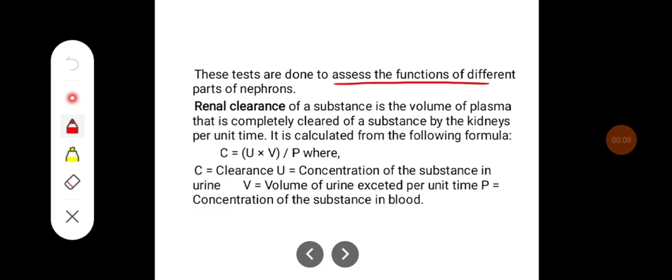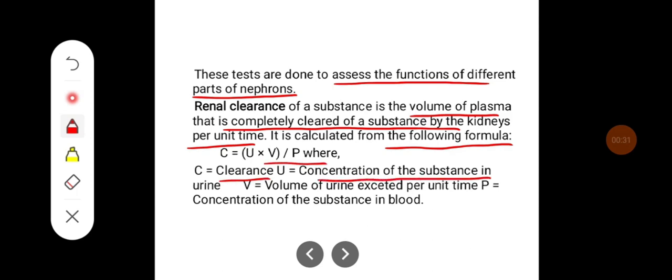Tests are done to assess the functions of different parts of the nephron. Renal clearance of a substance is the volume of plasma that is completely cleared of a substance by the kidneys per unit time, and it is calculated from the following formula. C = U × V / P, where C is clearance, U is the concentration of the substance in the urine, V is the volume of urine excreted per unit time, and P is the concentration of the substance in the blood.